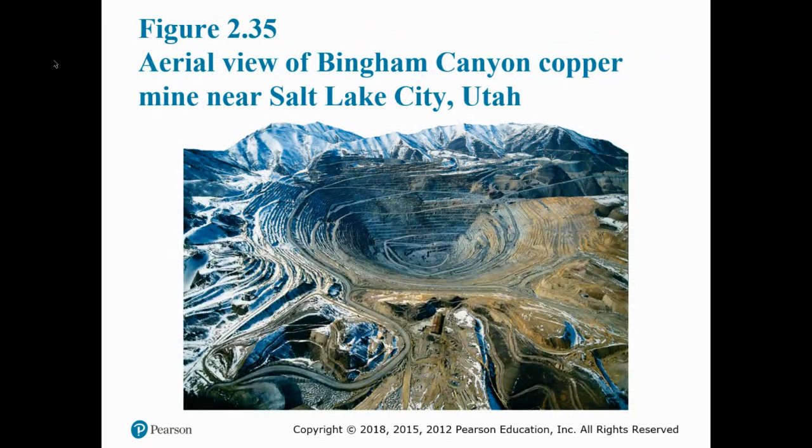So here's an example of a copper mine in Utah. The amount of copper that's found there is less than 0.5%. But because there's so much that's removed every day from it, we're able to get large amounts of copper. And we also have found in this particular mine, in addition to copper, gold, silver, and molybdenum.